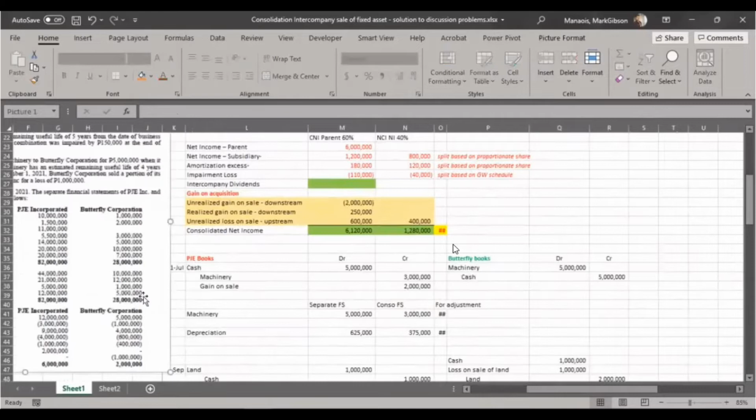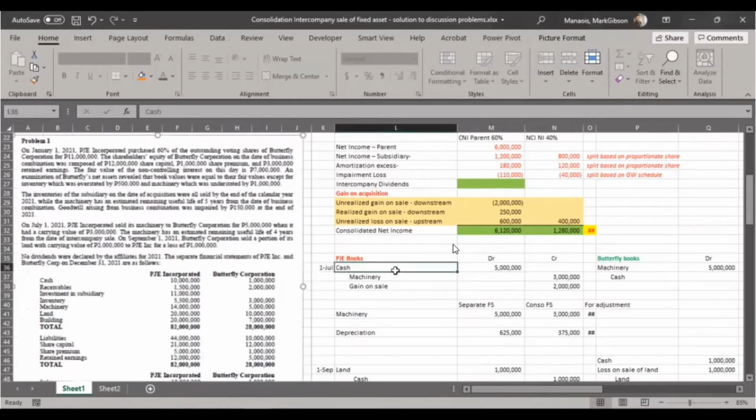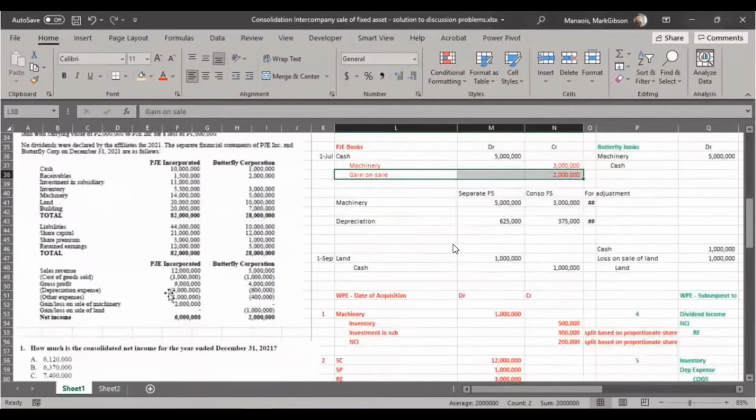Okay, this first. The problem says that on July 1, 2021, PJE Incorporated sold its machinery to Butterfly. So PJE sold a machine to Butterfly. How much was the sale? 5 million. But how much was the book value? 3 million. So notice, in the separate books of PJE, debit cash for the proceeds, credit the book value of machinery. This is a shortcut, class. In reality, you also have to book your accumulated depreciation on the machinery, but in this case, let's just take machinery at 3 million. And of course, the difference will be the gain on sale. In fact, class, that's true: if we go to the separate P&L of PJE, there's a gain on sale of machinery of 2 million.